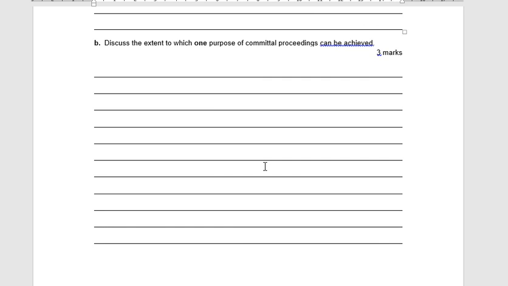Discuss the extent to which one purpose of committal proceedings can be achieved. Okay, the purpose of committal proceedings is to determine if there's a prima facie case. So it's a discuss question. Only 3 marks though. So a positive and a way that this purpose is achieved, and a way that this purpose isn't achieved, and maybe a little bit more explanation, or maybe a third point as well.